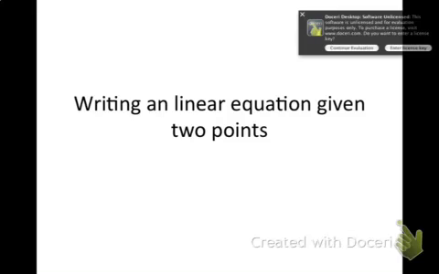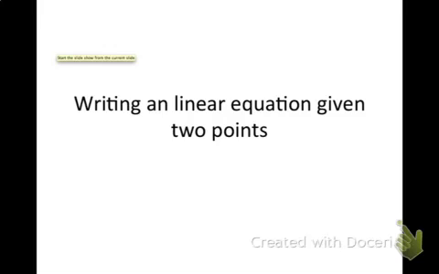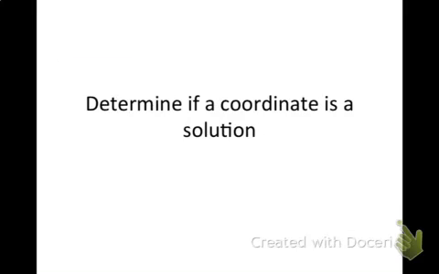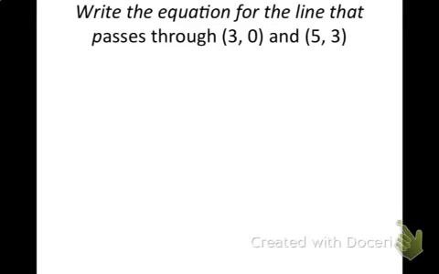All right, the next type of information that we're going to be dealing with is writing a linear equation given 2 points. So this time, we don't know the slope, and this time we don't know what the y-intercept is. So we're going to have to find out what our slope is first, because we can actually find that out. All right, so we have these 2 points, and we're going to find the slope.